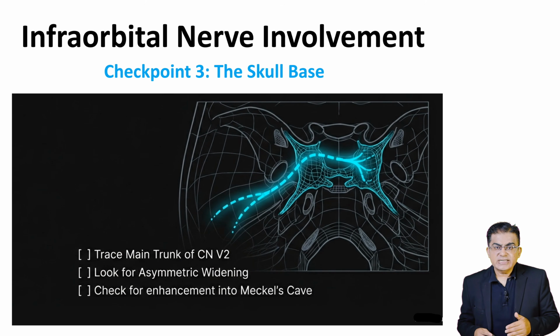Finally, you have to trace this hidden pathway all the way back to our last stop, checkpoint 3, skull base. You need to follow the main trunk of V2 nerve right up to the foramen rotundum and the cavernous sinus. What are you looking for here? Look for any asymmetric widening of foramen when you compare it to the normal side. Crucially, check to see if there is any abnormal enhancement extending backward into the Meckel's cave.